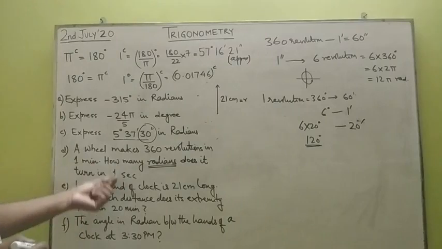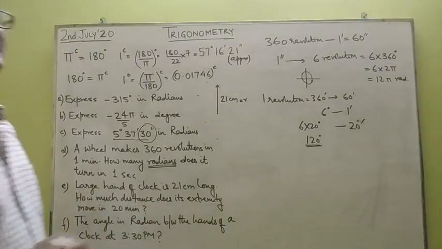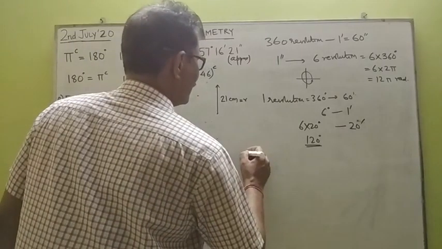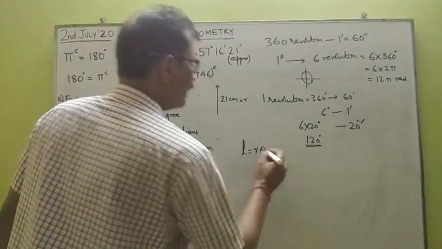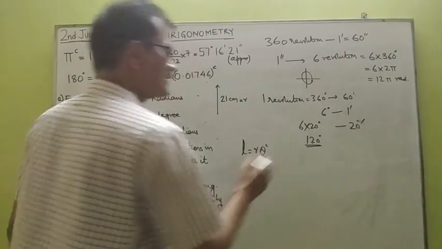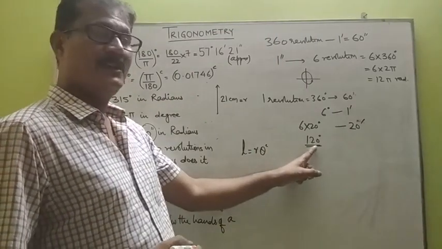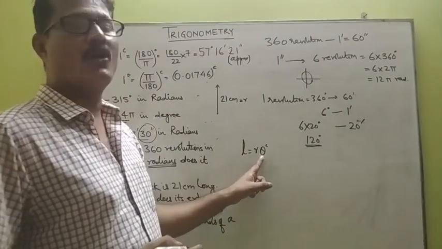Now you've been asked to find how much distance. Distance means you have been asked to find the arc length. And the length formula is r into theta. And theta is in radian, children, understand that. Theta is not in degree. So if we are using 120 degree here, it will go wrong.